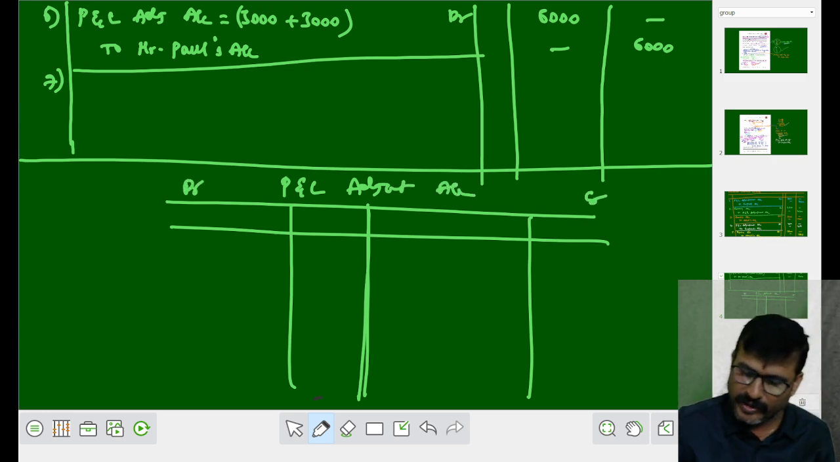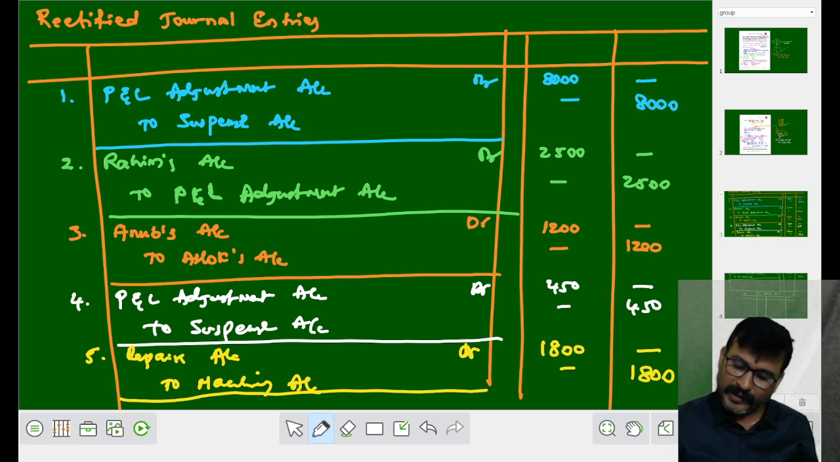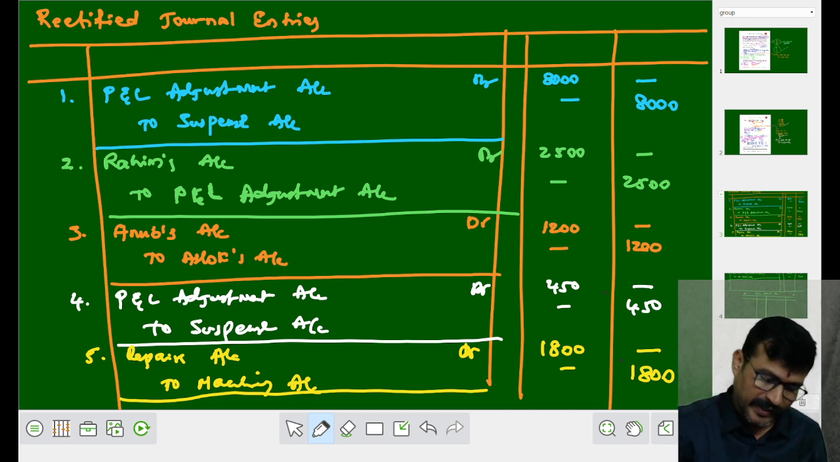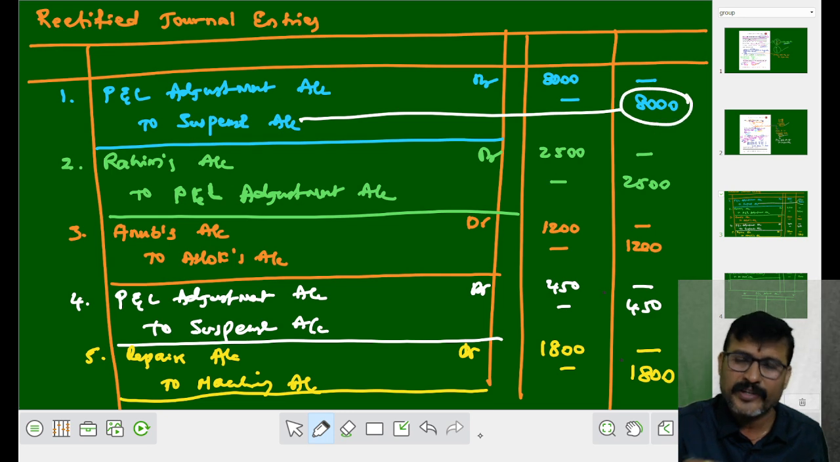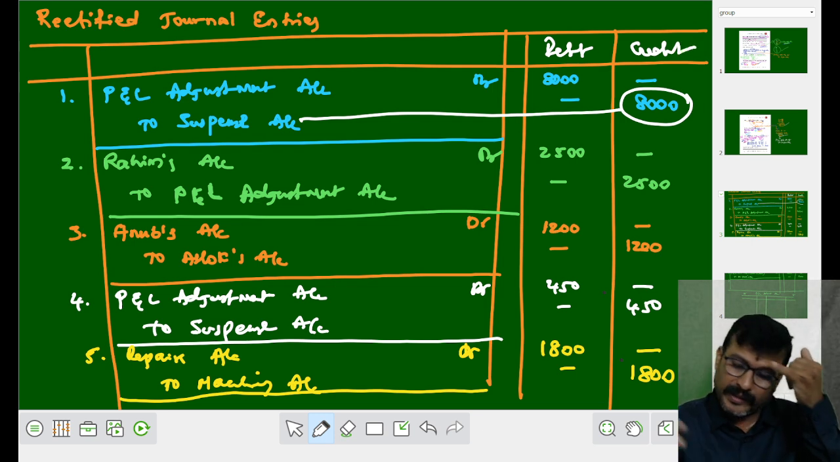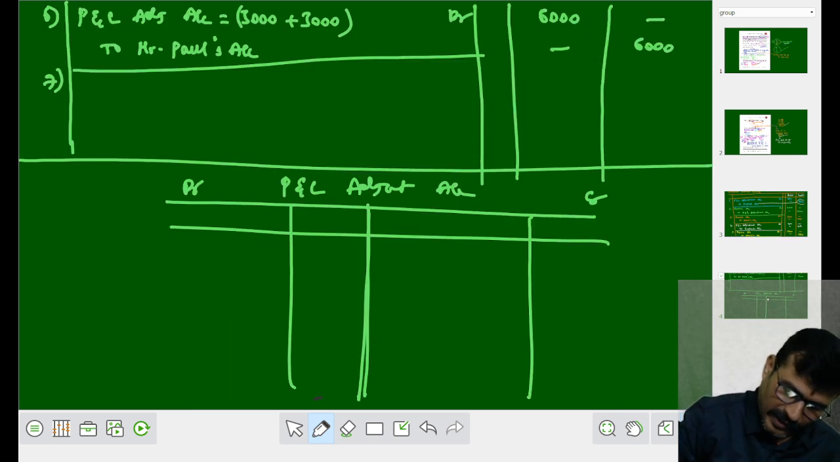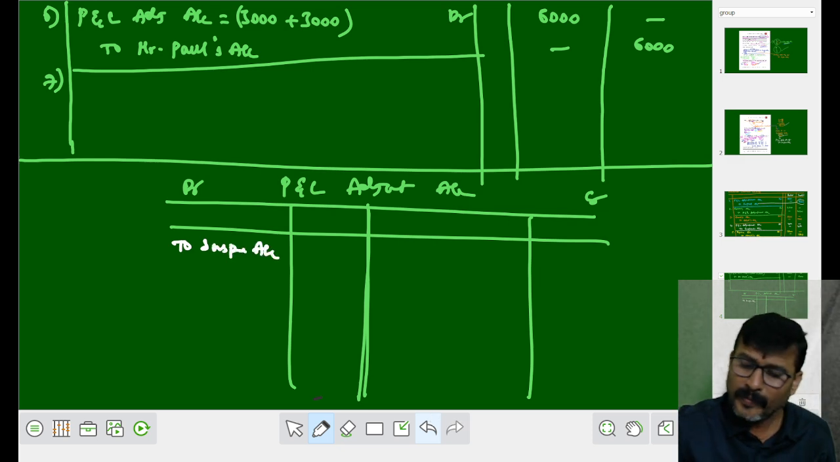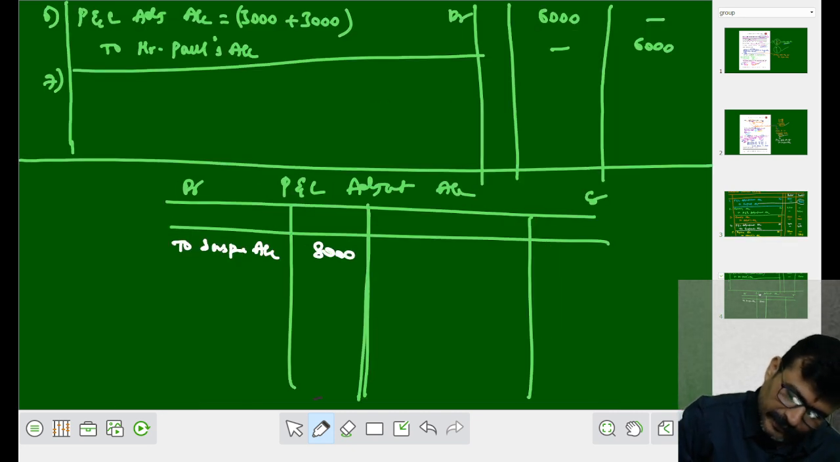Shall I start my explanation, my dear student? See, in your first entry, P and L adjustment to suspense, since the suspense is in the credit of ledger. Since the suspense is in credit side of ledger, so it comes to debit side of your P and L adjustment account. There we have to write to suspense account. How much amount in the first entry? 8000, right? Now write 8000.